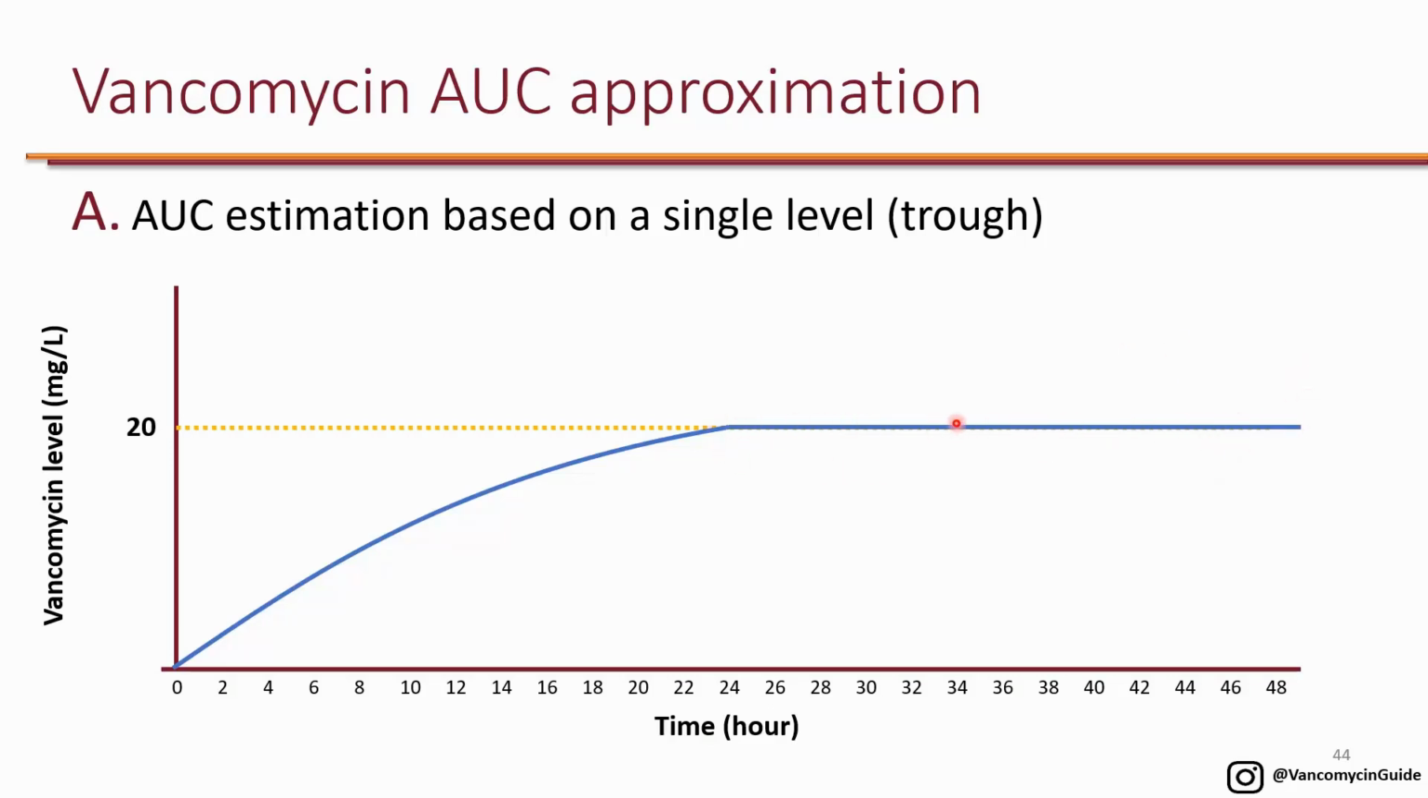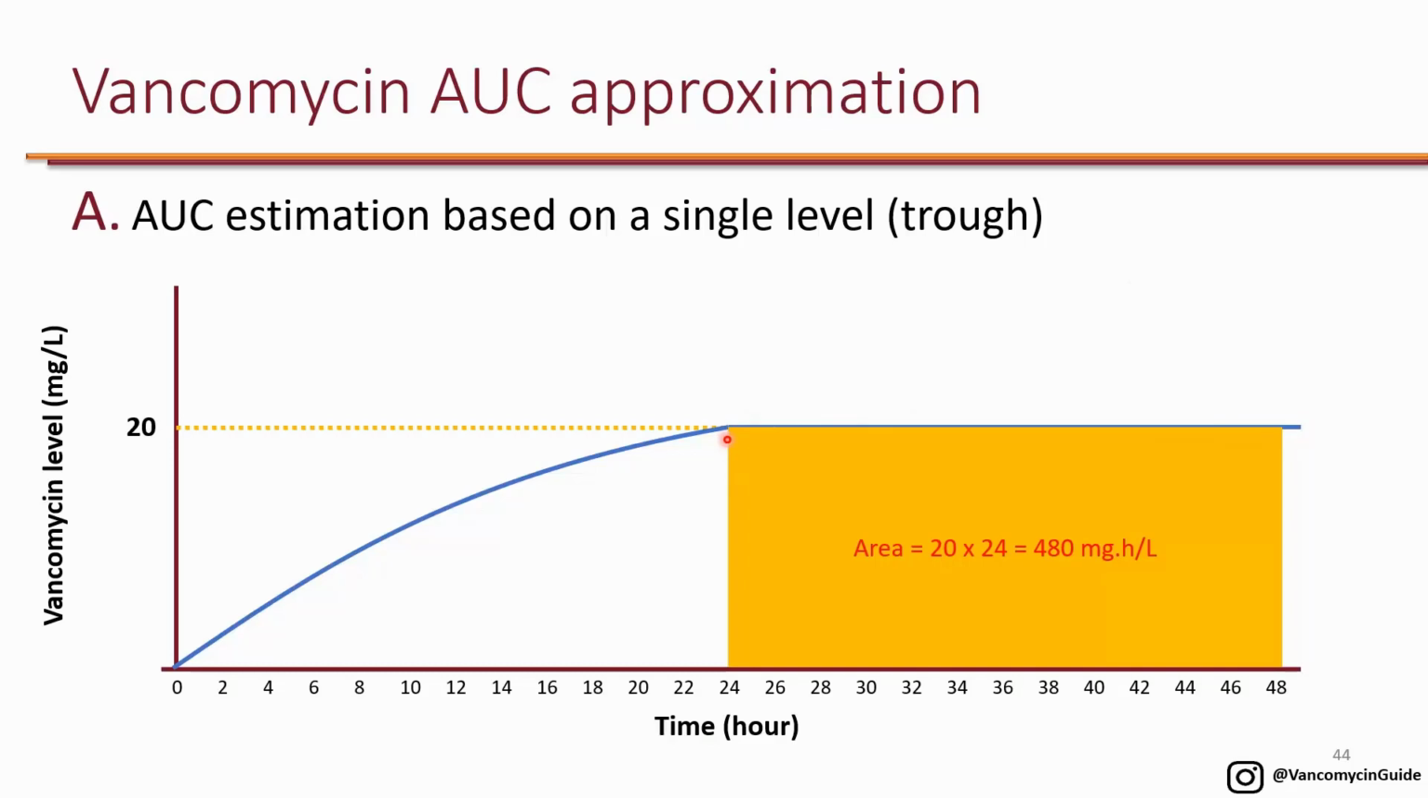So if you get the level at any time, that level is a random level, but it's also your peak and trough. So if you were to get the level of 20, you're no longer estimating what the AUC would be. The AUC would be exactly 20 times 24, which is 480, because you don't have the peak and troughs anymore. This is a continuous infusion.